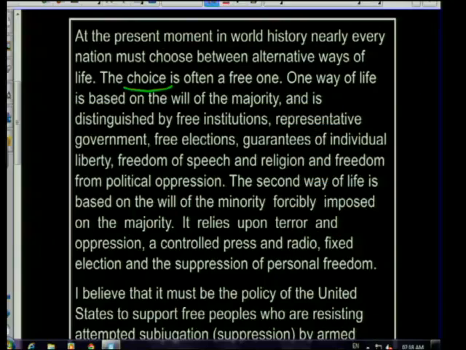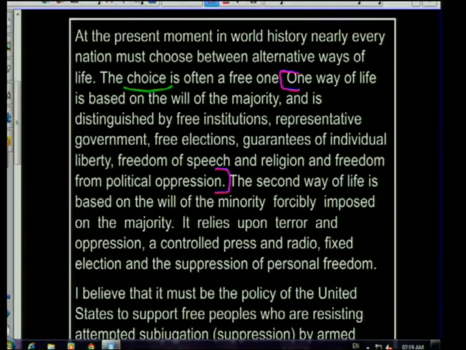We use a different color now, okay? And then this is the one way that he is looking at. So he says one way of life is based on the will of the majority and is distinguished by free institutions, representative government, free elections, guarantees of individual liberty, freedom of speech and religion, and freedom from political oppression. Now that is very, very important, because that helps you understand the one way of life. So I'm just going to quickly write one here. That is the one way of life.